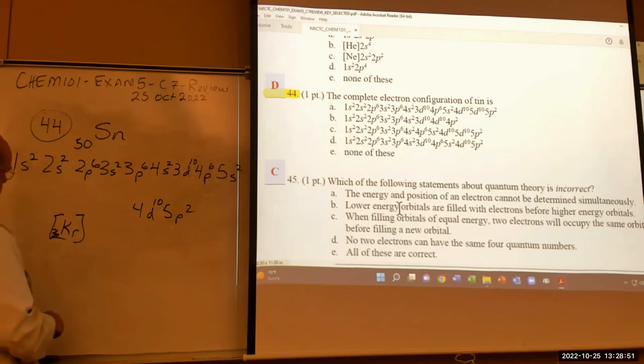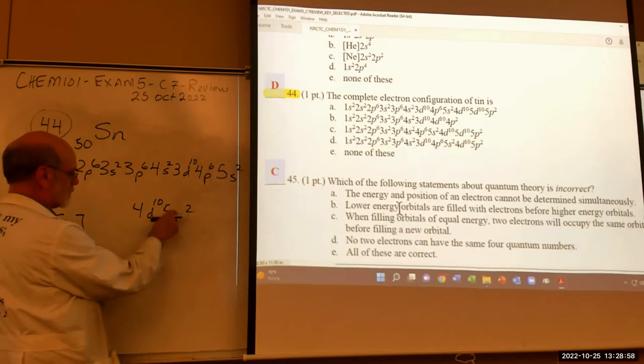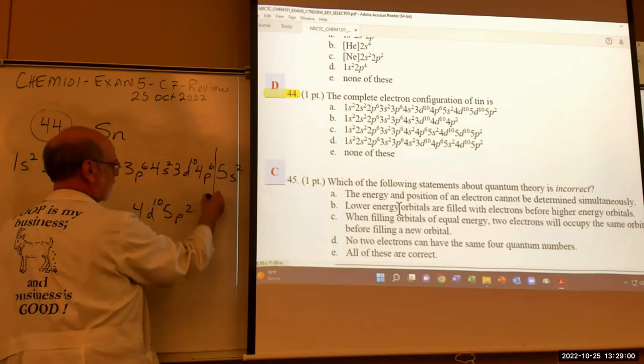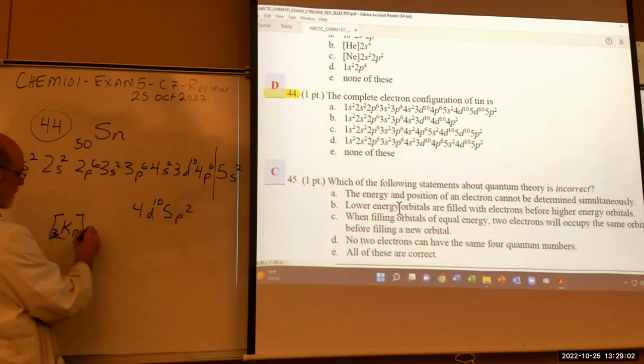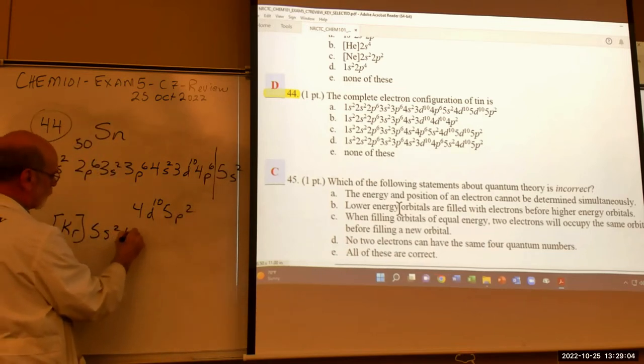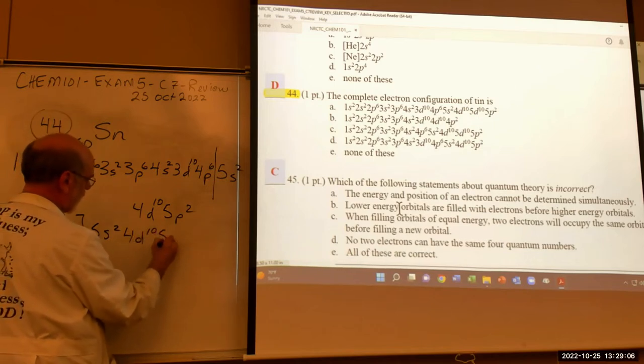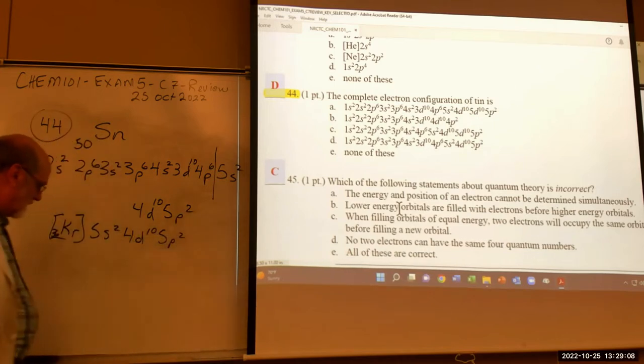Well, let's see. 36 from 50 is what? 14? Okay, so 2, 3. There you go. That's krypton. Now you need 5s2, 4d10, and 5p2. And that's the abbreviated form.